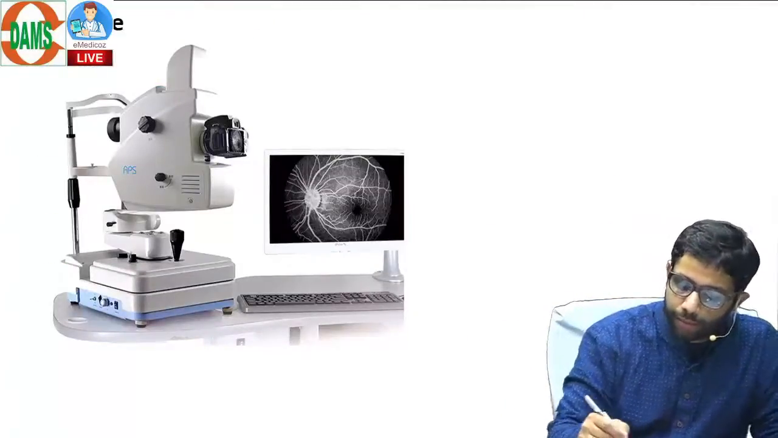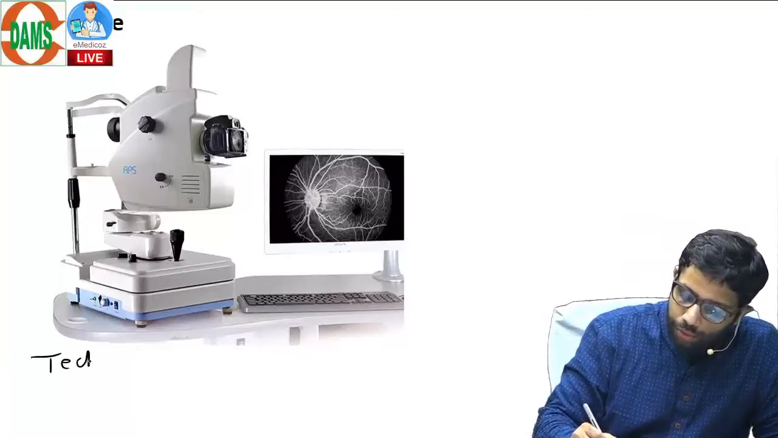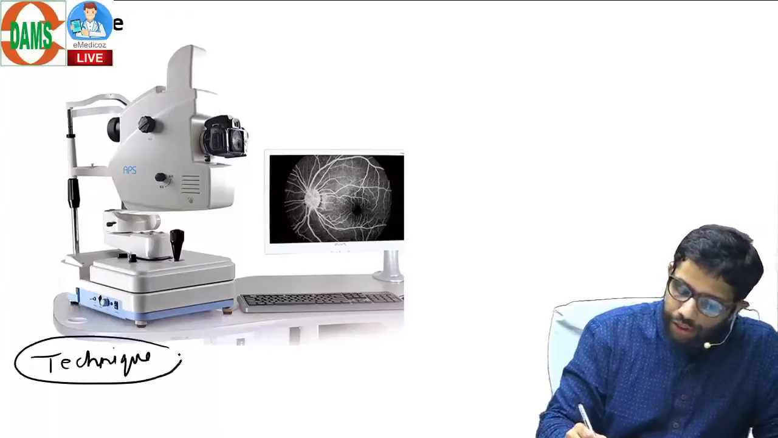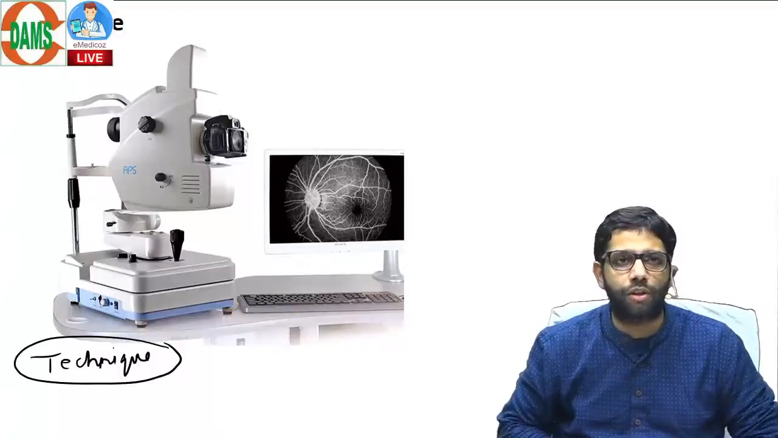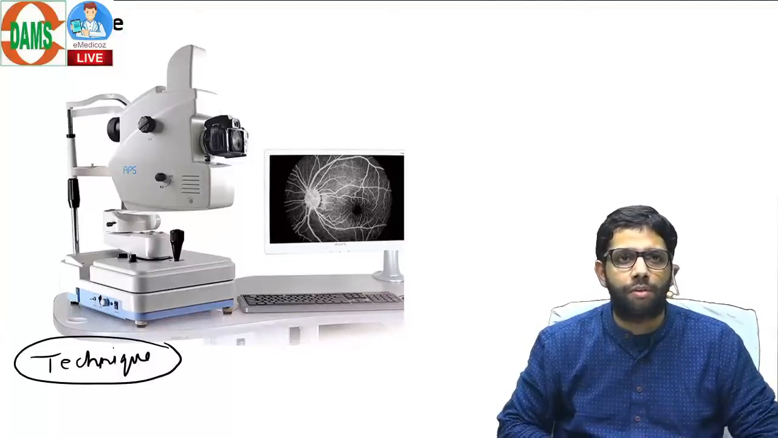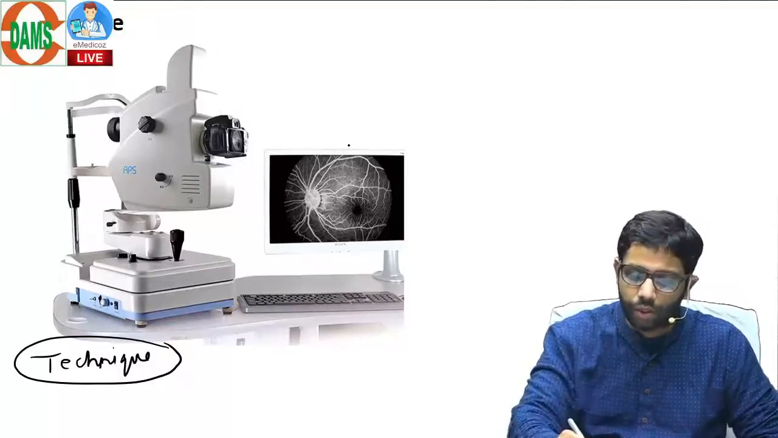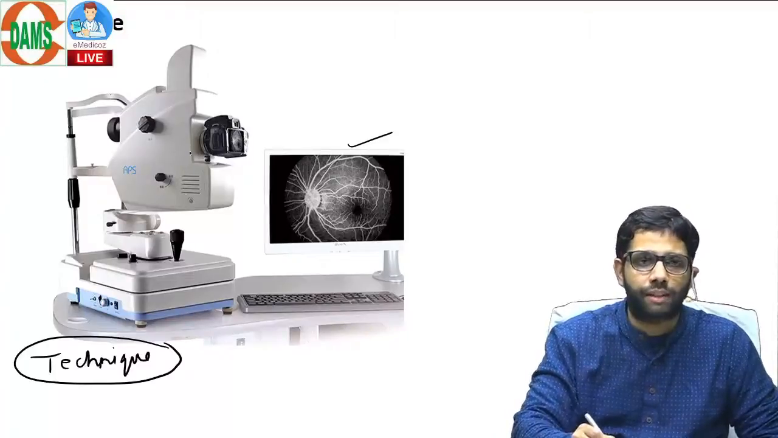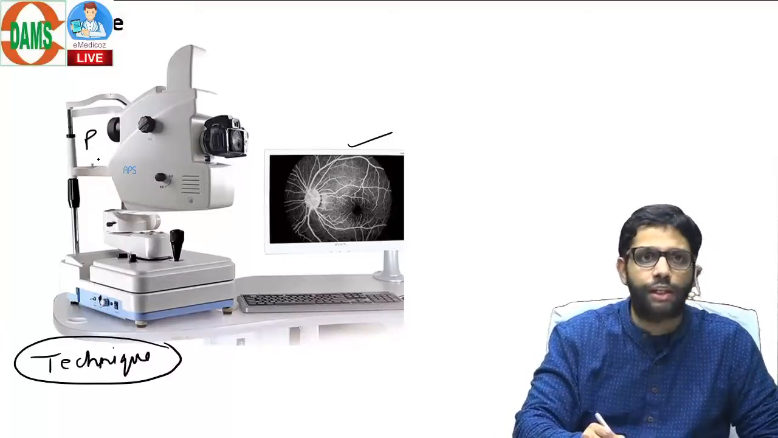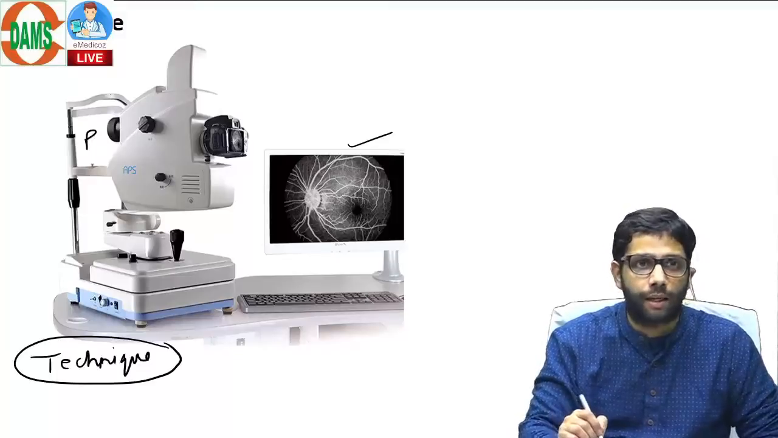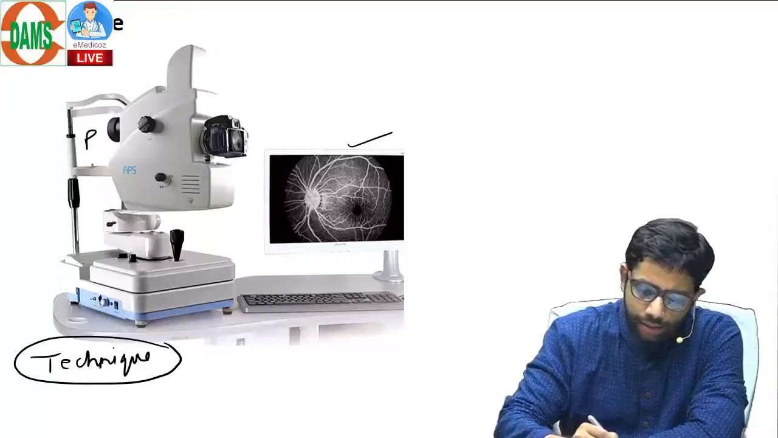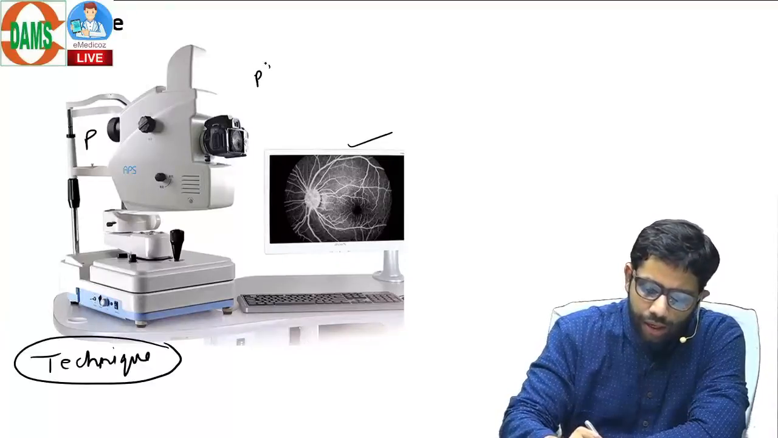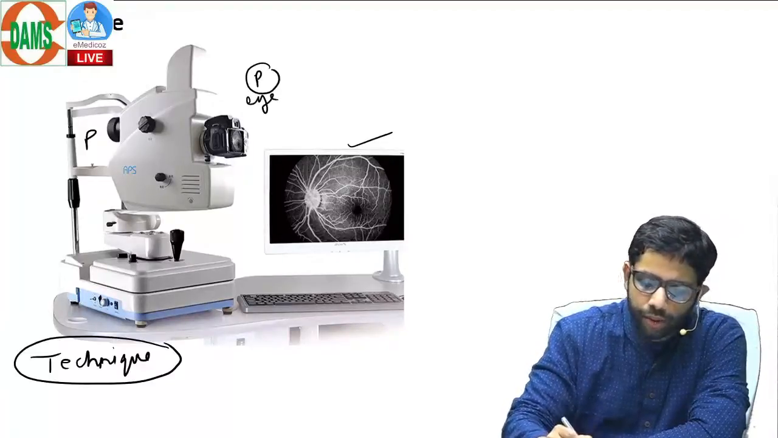The second point will be the technique or the procedure. So in your post-graduation you will see this complex image of a complex instrument device by which fluorescein angiography is done. There is a screen over here, there is a complex machine like this, and the patient is sitting over here like he sits on the slit lamp. So a very simple line diagram you can make like this. If this is the patient's eye, the patient's retina is over here.